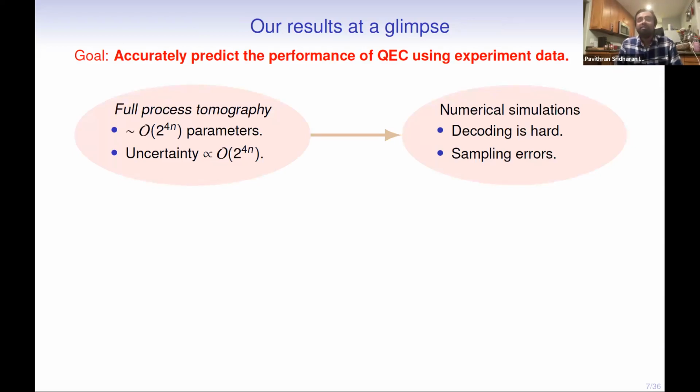One, as experts would know here, one of the traditional tools for understanding noise is called a full process tomography. What it means is that noise is anything that is a physically valid operation. So it maps a density matrix to a density matrix. A full process tomography is something that completely tries to reconstruct that map. But as you could guess, reconstructing this map is a very hard problem.